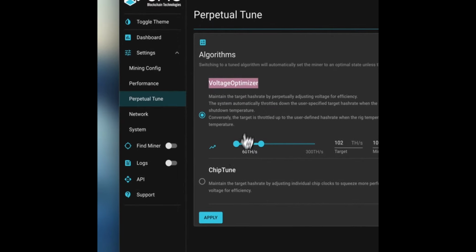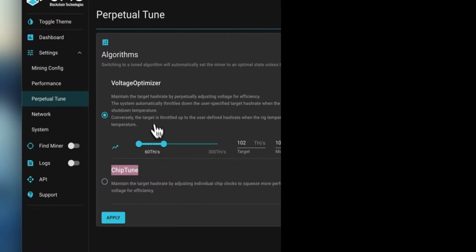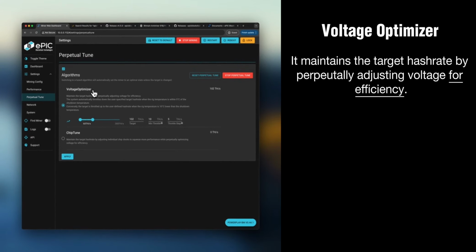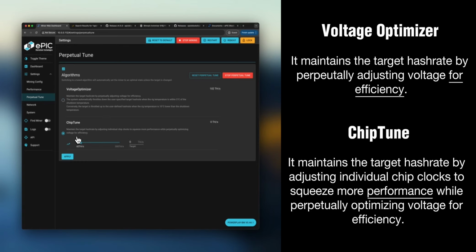There are two Perpetual Tune features, Voltage Optimizer and Chiptune. Voltage Optimizer is used to maximize the miner's overall efficiency at a user-specific target hash rate. And Chiptune is used to maximize the performance of each chip at a user-specific target hash rate.